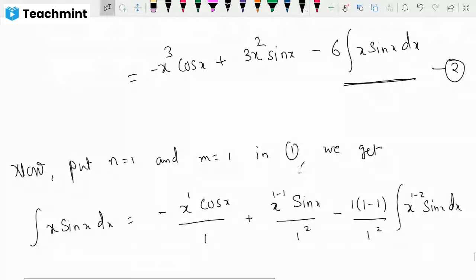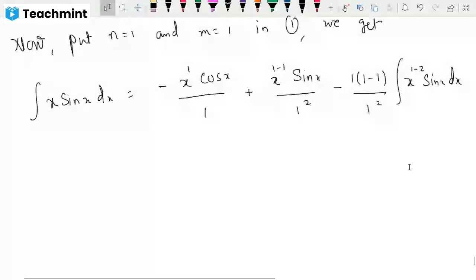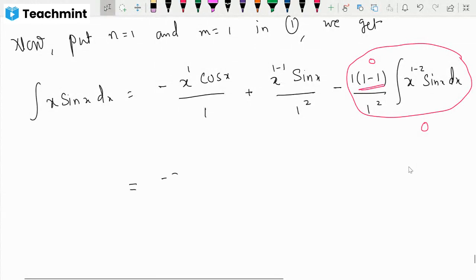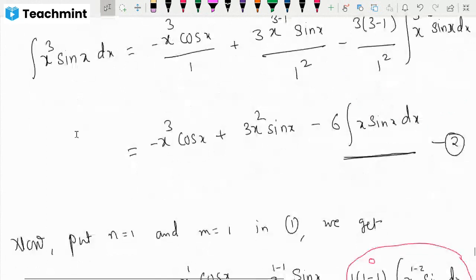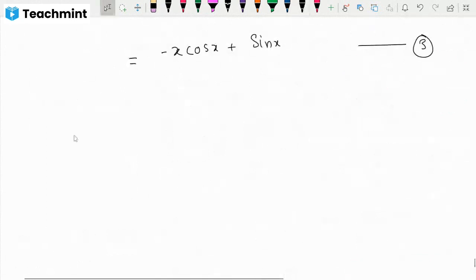But you can see this quantity will be 0, and therefore the whole integration will be 0, so the last term will be 0. And the value of this integration will be minus x cos x plus x raised to 0, that is 1, plus sin x. Call this equation number 3. I will substitute the value of this integration here, and you will get the value of the integration of x cube sin x dx.